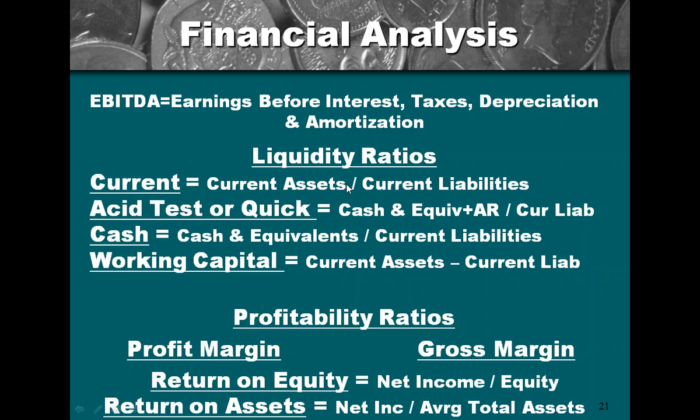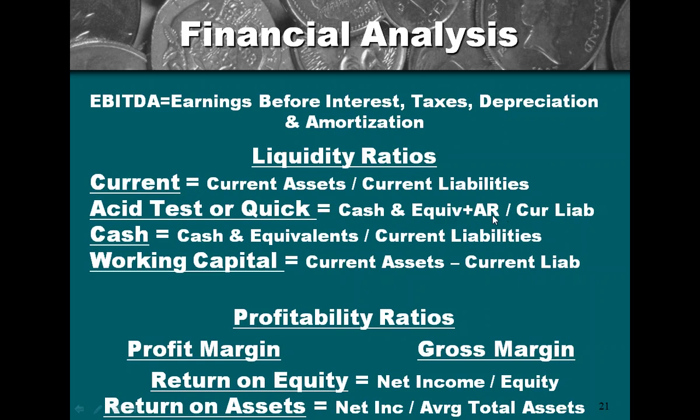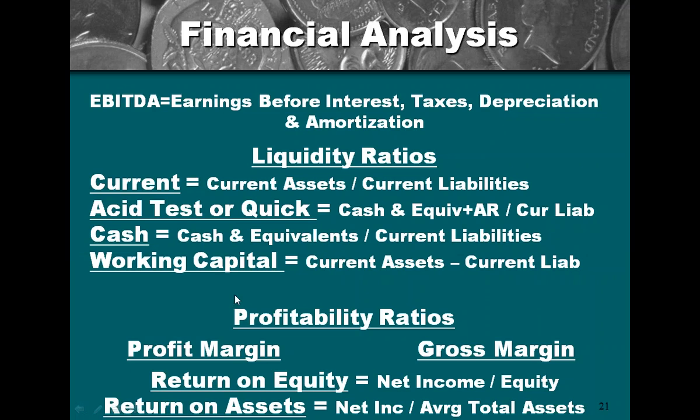Acid test or quick ratio. That is a further refinement of the current ratio. Instead of just taking all current assets, which is receivables, inventory, etc., we just take cash, cash equivalents, and accounts receivable. So we divide that again over current liabilities. This took out the inventories because inventory is not as liquid. Accounts receivable and cash.